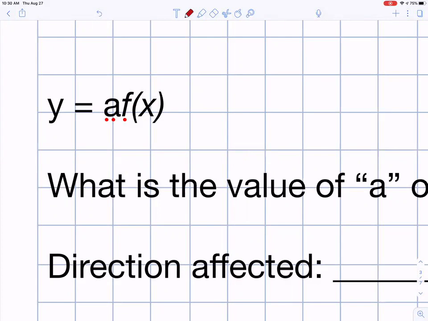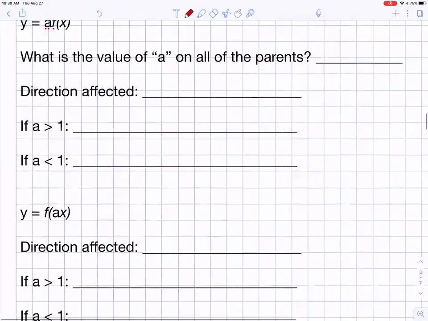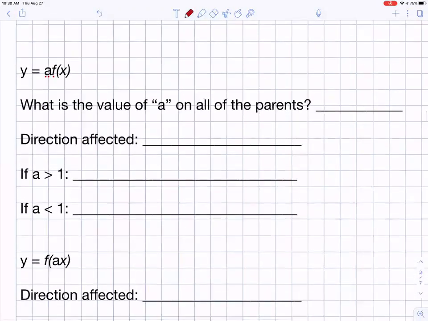Multiplying. Is it on the inside of the parent? Is it on the outside of the parent? Outside the parent. So what kind of changes do we expect then? Vertical changes. Okay. So what is the value of A on every single parent in your library?